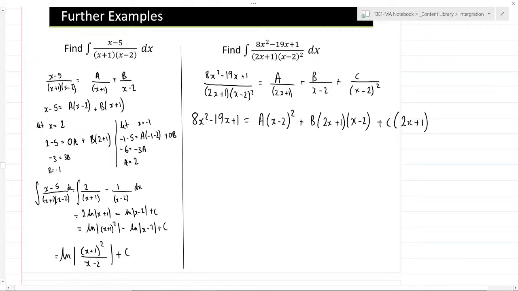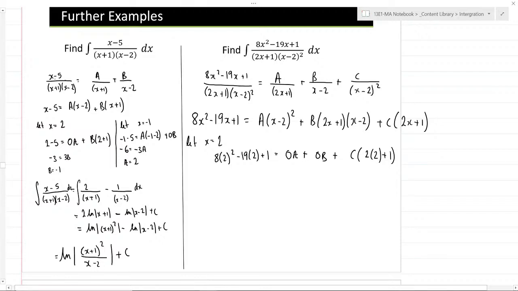Then for this one, I still would probably pick 2 and negative a half first, just to keep us with that one. So let x be equal to 2, in which case it's going to be 8 times 2 squared minus 19 times 2 plus the 1 is equal to 0a plus, because there's a minus 2, x minus 2, plus 0b plus c times 2 times (2 plus 1).